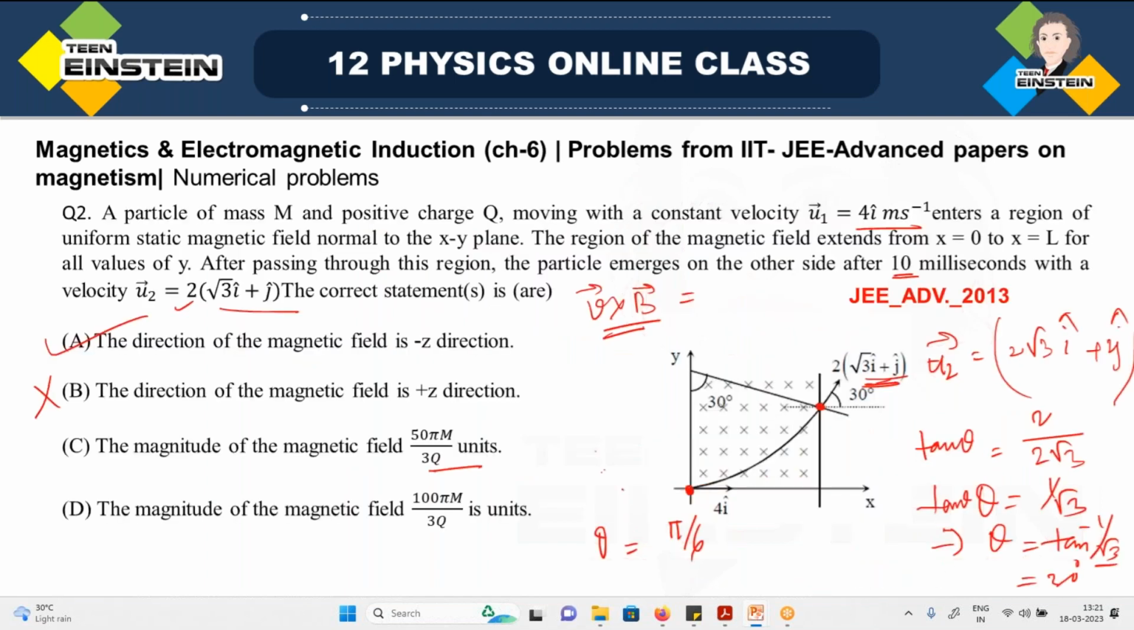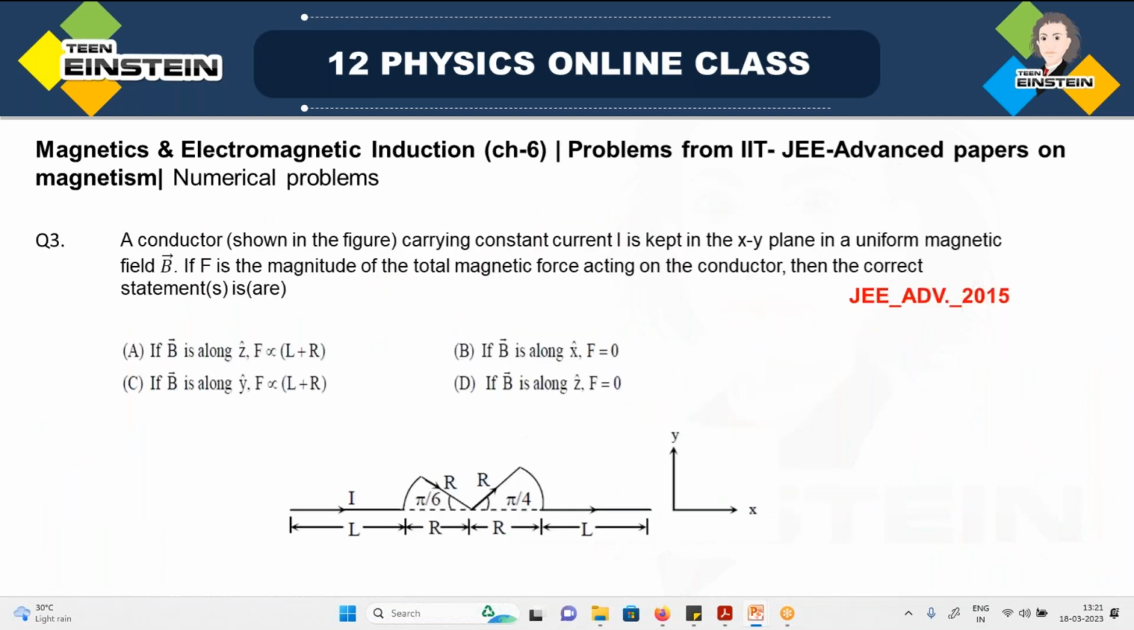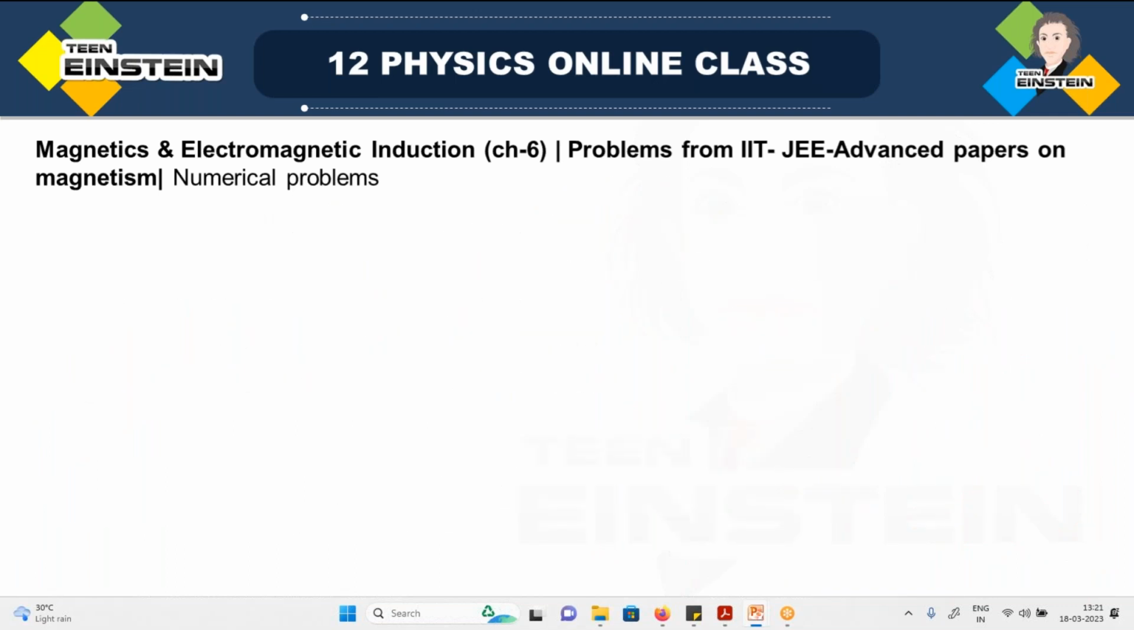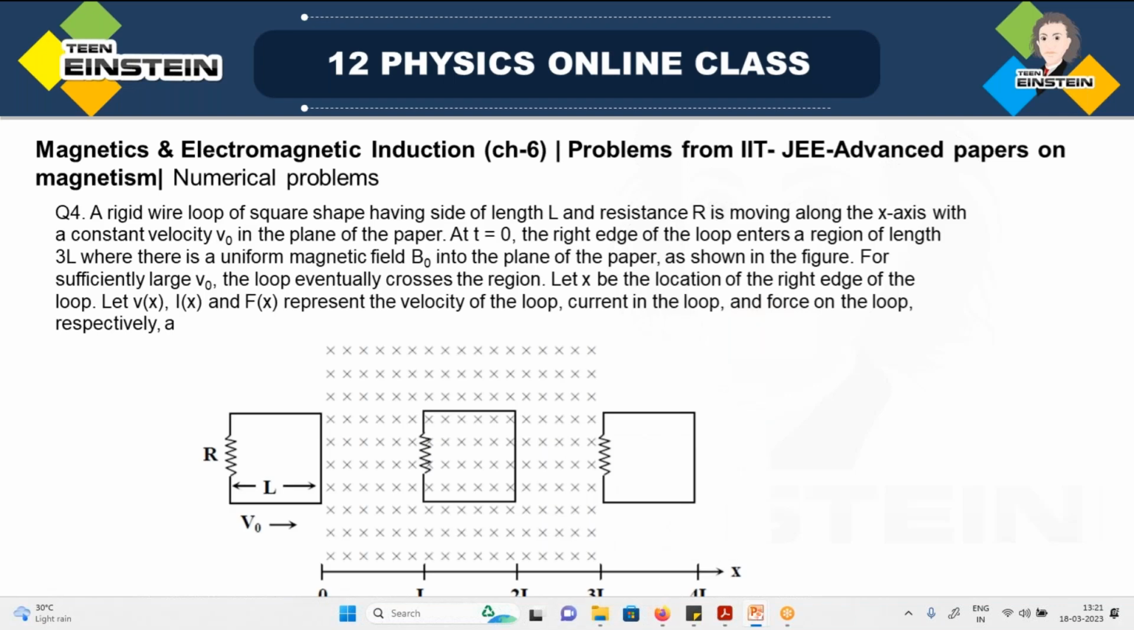So we have seen the first option. This is the magnetic field in the minus z direction, and this is the strength of the magnetic field. This is not true again. So this is how we have to solve this problem. Now we'll move on to the next problem. Let us do this first.